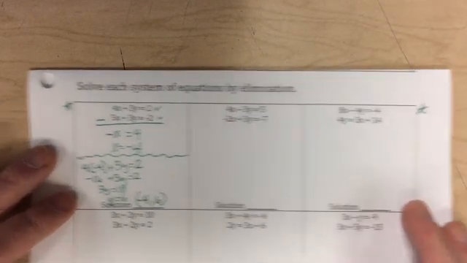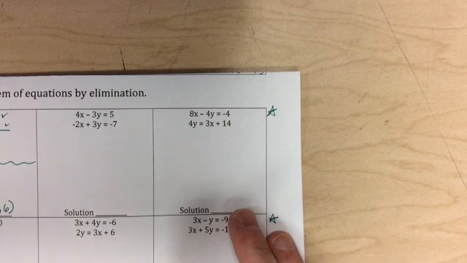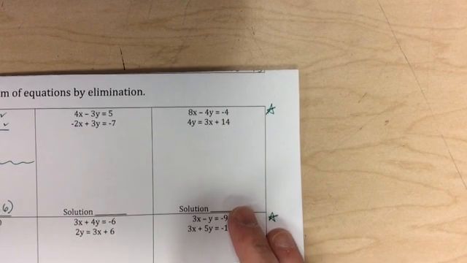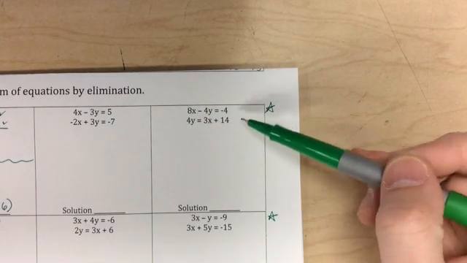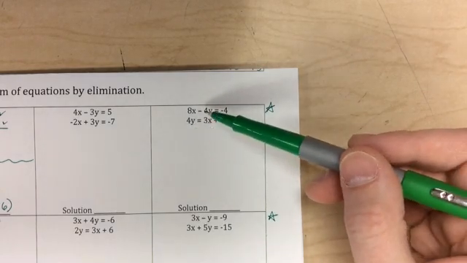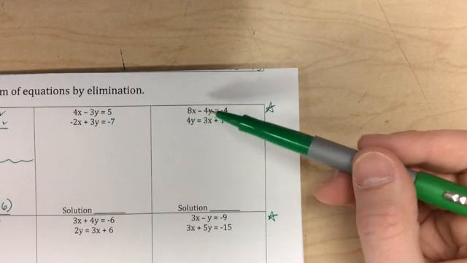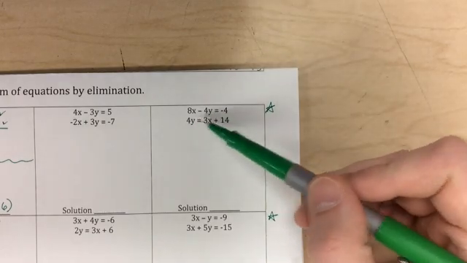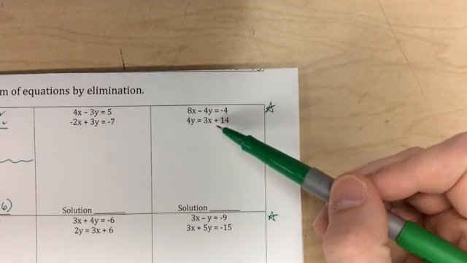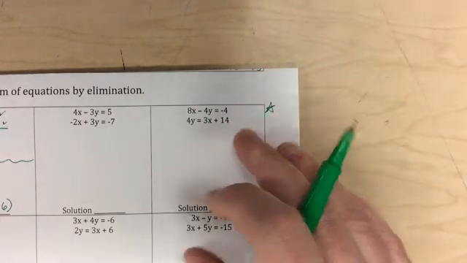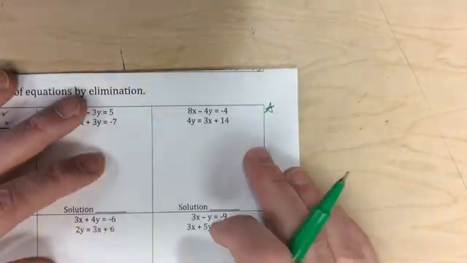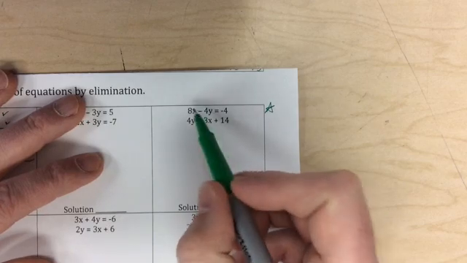So I'm going to slide on over here to the third problem there. 8x minus 4y equals negative 4, and 4y equals 3x plus 14. Well, just looking at those, I know that y has the same coefficient 4, but y and x aren't on the same side of the equal sign for both equations. So I've got to do some adjusting first. Before I can eliminate anything, I have to make sure that x and y are on the same side.